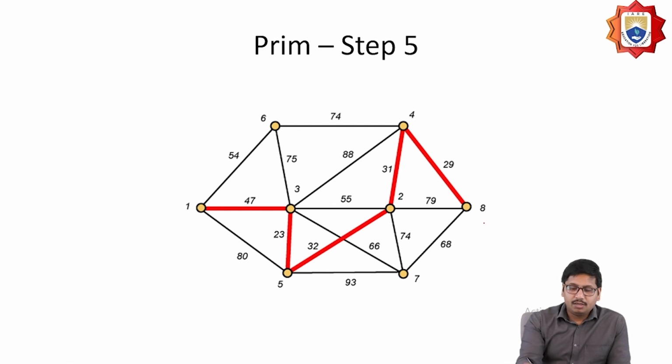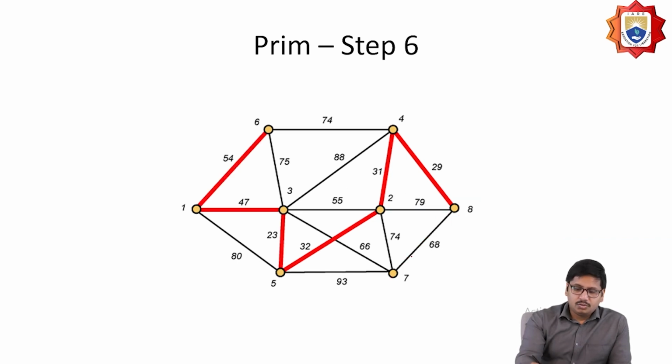And from here, what is the next minimum I have to be done? So from here, what is the next minimum? 79. So if I'm going to select 68, it is going to form a cycle. So that's why I'm going to reject it.